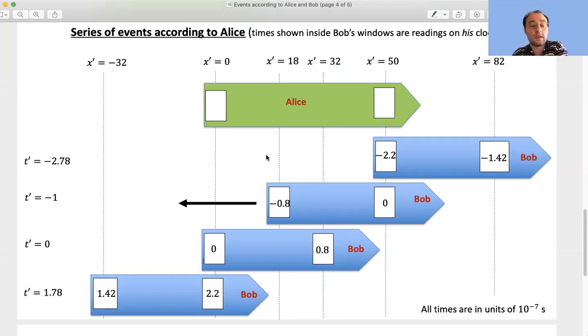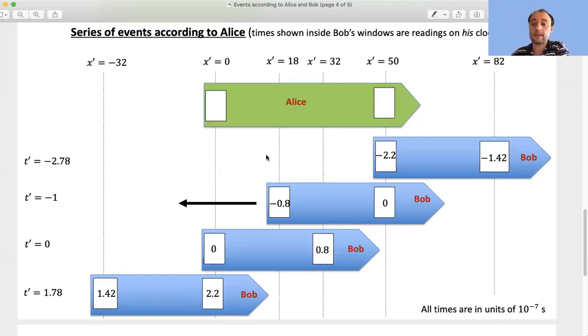We can find the values of t primes, the rows, again using distance over velocity, and we can also mark out the positions of certain intermediate events. So for example, when his front window is aligned with her front, that obviously happens at x prime equals 50, and at that instant of her time, -1 times 10 to the minus 7 seconds, his back window will be 18 meters to the right of her origin.